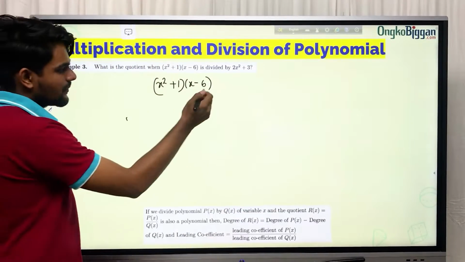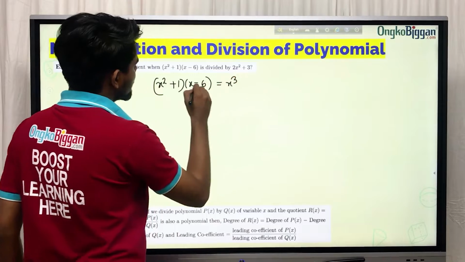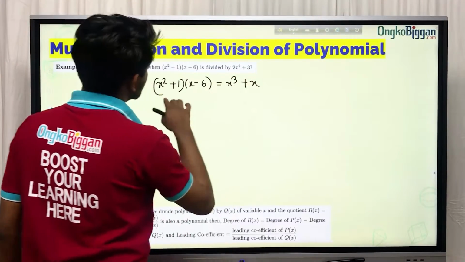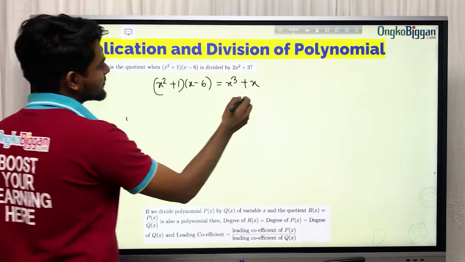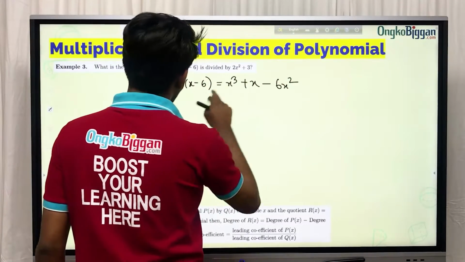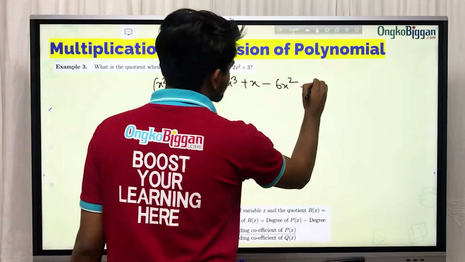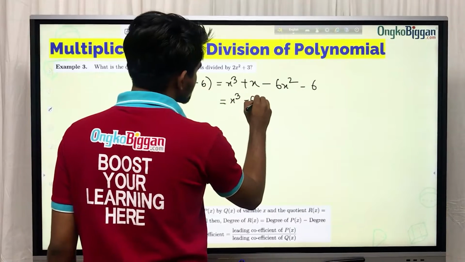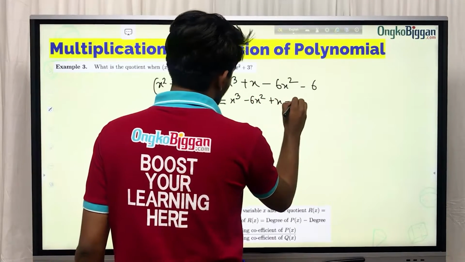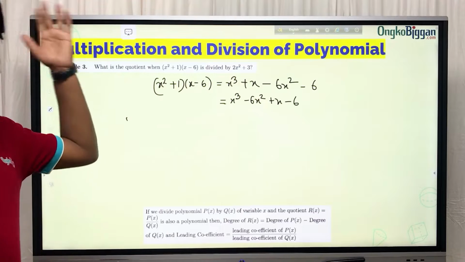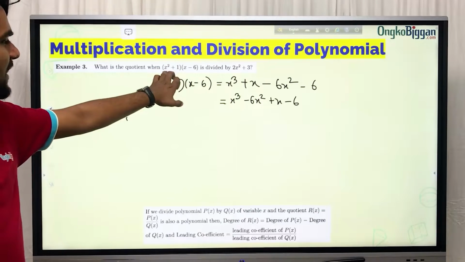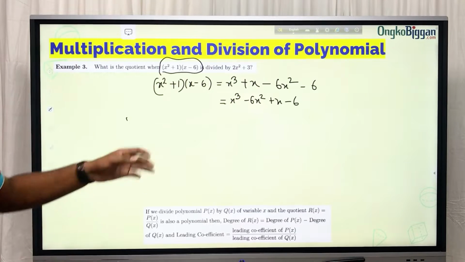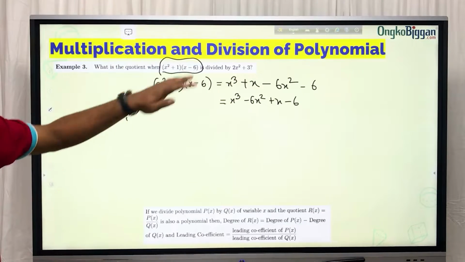So x into x square is x cube. X into 1 is x. And x square into minus 6 is minus 6x square. And minus 6 into 1 is minus 6. So we get x cube minus 6x square plus x minus 6. This is the resultant of the multiplication of these two polynomials. Now we are going to divide it by 2x square plus 3.